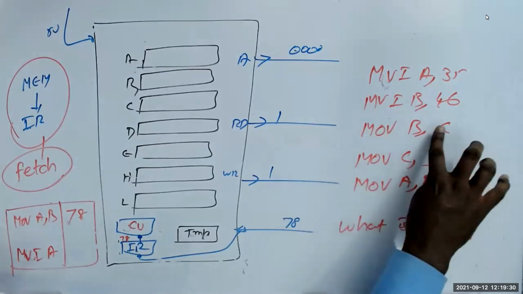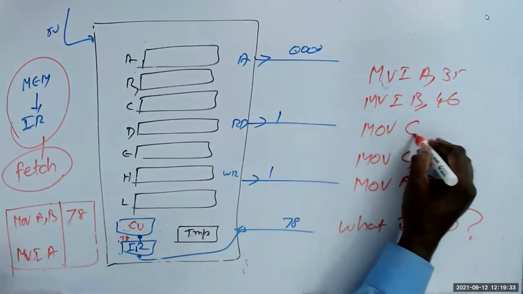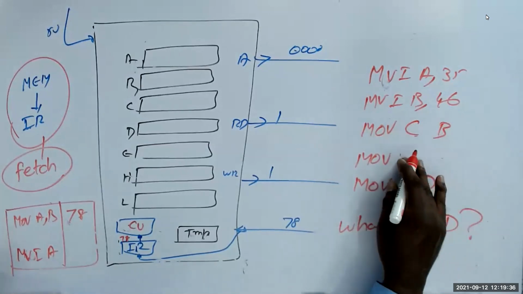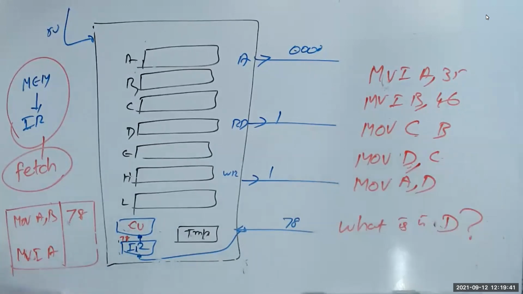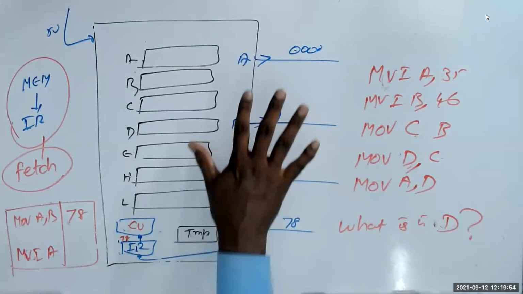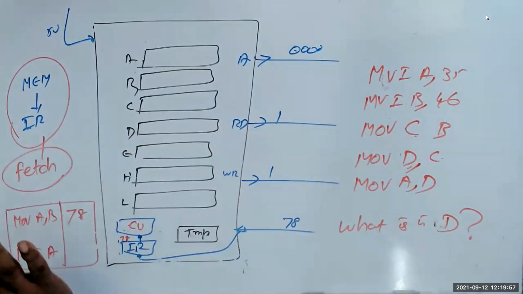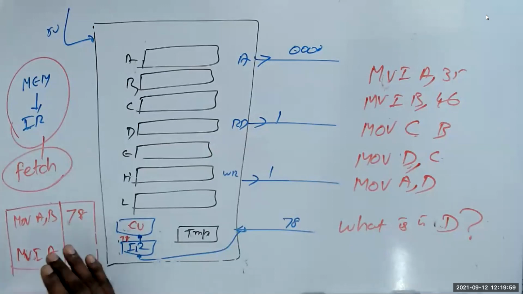Sorry, I made a mistake. What is in D? 35. That's it. So simple. You do not have to get confused. If you start confusing yourself with all the opcodes and everything, that's not the point. These are all for you to understand. This is not to give you confusion. That is the control unit's job. Your job is to understand this. What is in D?